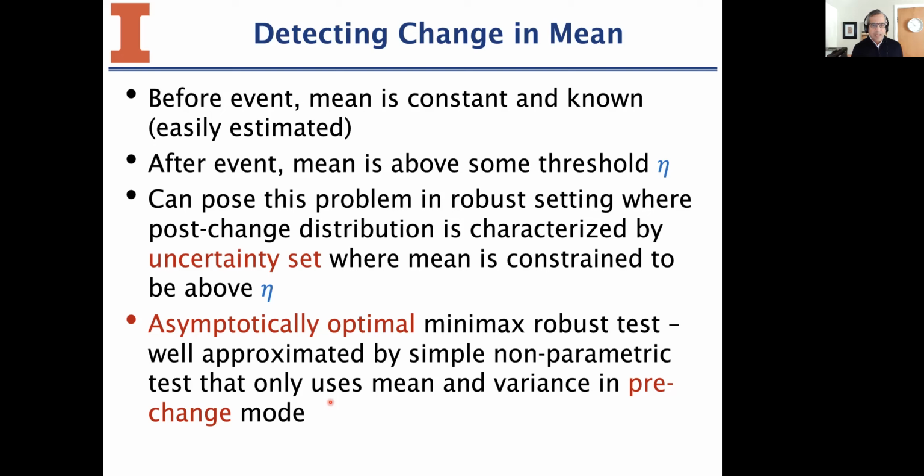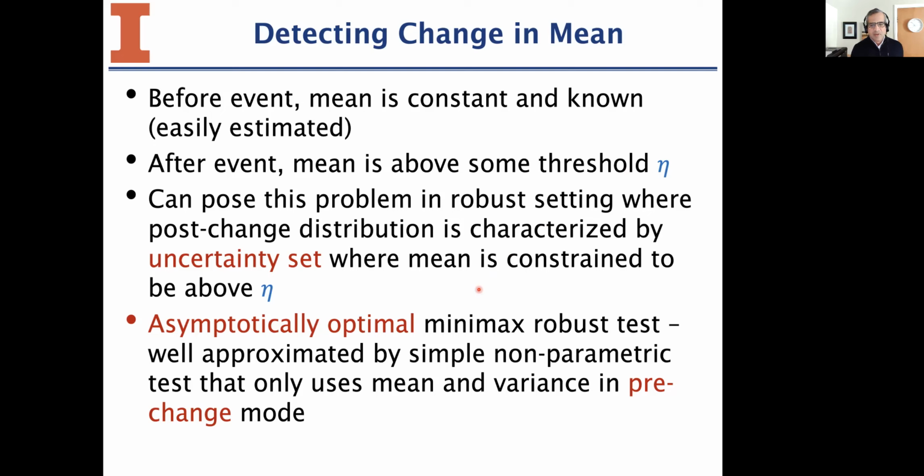Okay, and let's assume that before the event happens, that causes things to change, the mean is constant and known, or easily estimated. Okay, and after the event, the mean goes above some threshold. So the idea is you want to detect when the mean goes from something small, say, to something above a threshold eta.